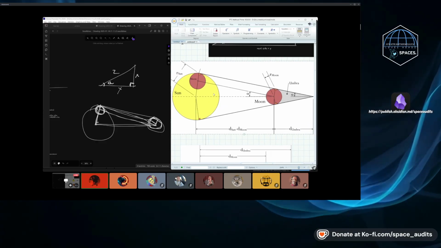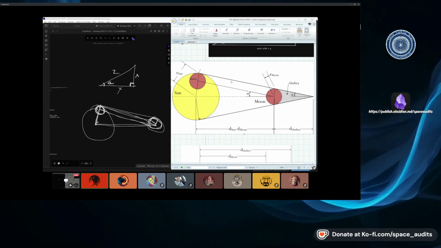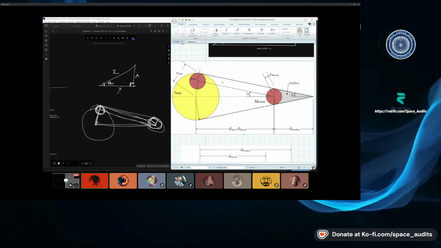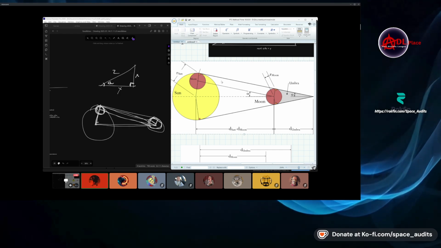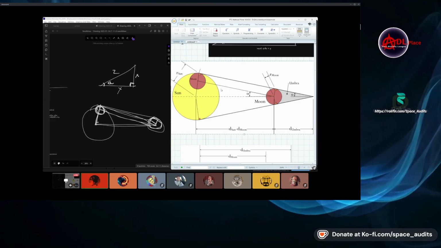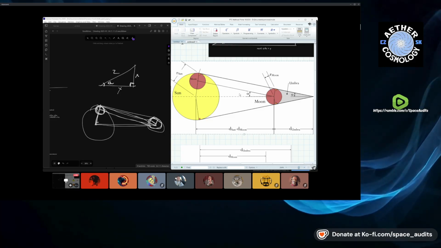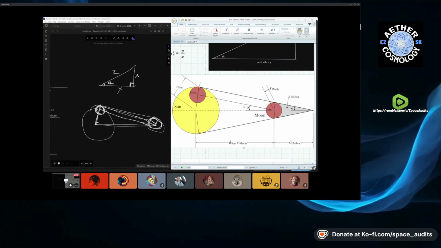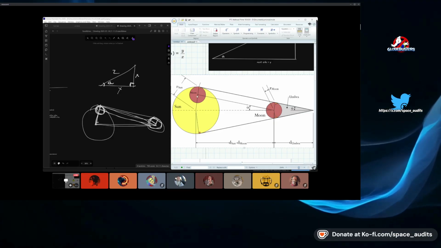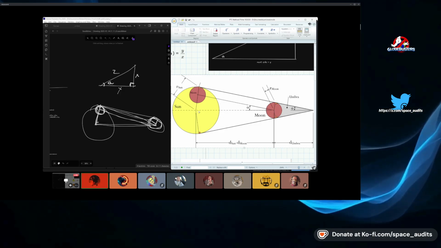So the tricky part is trying to figure out what alpha is. To find out what alpha is, we need two sides of a triangle. When we know two sides, we can find the angle, right? So if we want to find this angle, the easiest way that I found, maybe there's another way, is to have this side over here and this side from here.